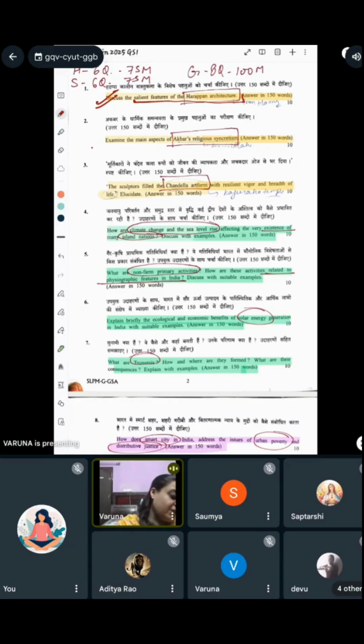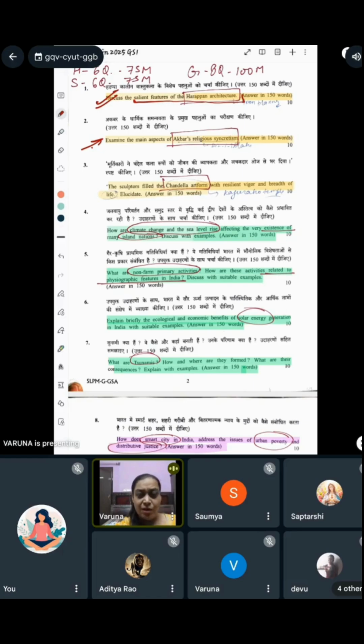Okay. Now let's move to the next question that was related to examining the main aspects of Akbar's religious syncretism. Okay. Recently there was a discussion around Aurangzeb and Akbar's religious policies, and it was very much in the news.